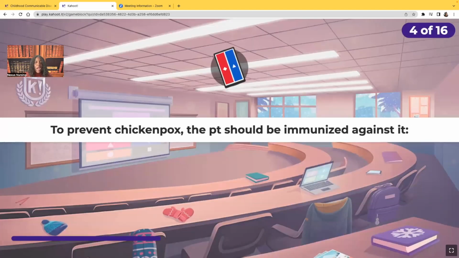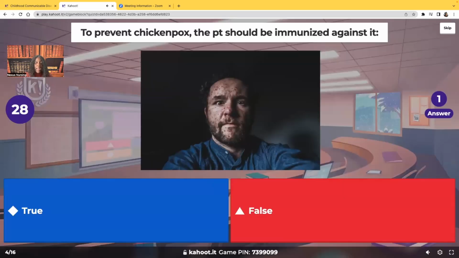True or false? To prevent chickenpox, the patient should be immunized against it. Is this true or is it false? There are more than 84 people in this room. Come on, everyone needs to answer.